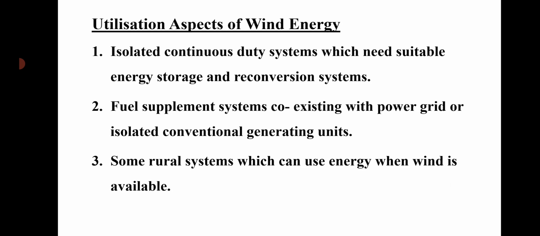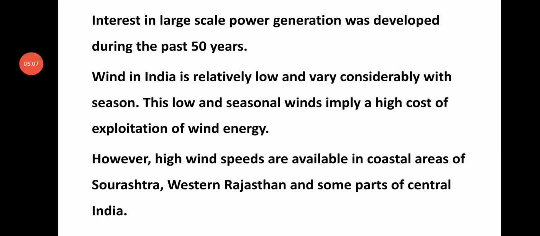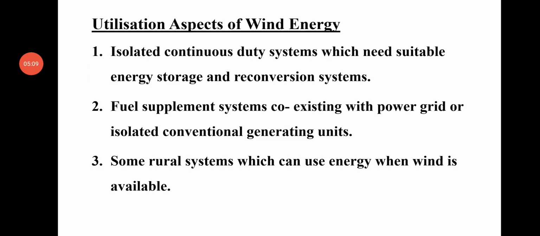So next we have the utilization aspects of wind energy. The utilization aspects of wind energy fall into three broad categories. First of all, the isolated continuous duty systems, which need suitable energy storage and reconversion systems. Energy conversion and reconversion systems should be available. Secondly, fuel supplement systems coexisting with power grid or isolated conventional generating units.